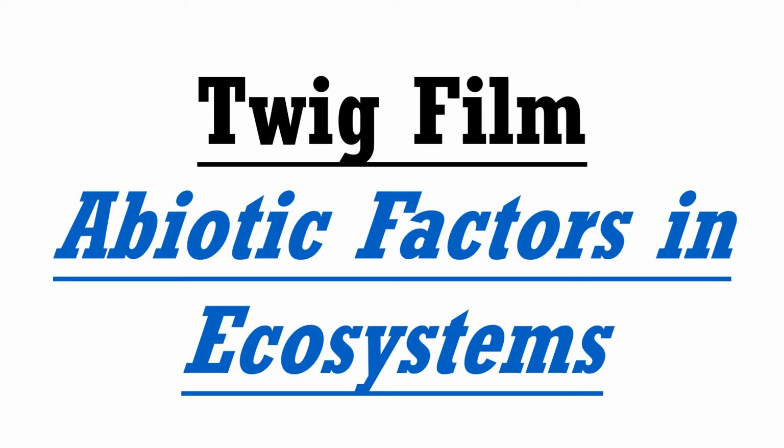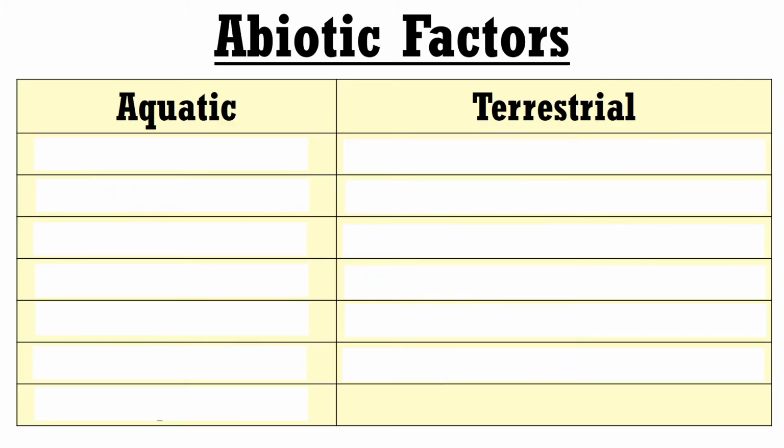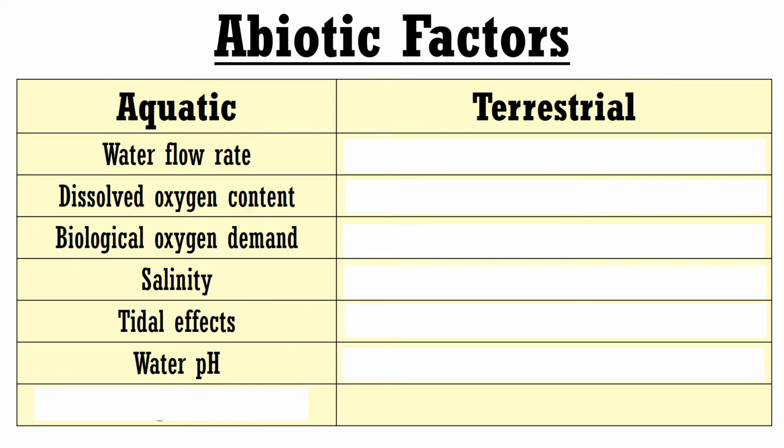And you can go and have a look at that if you want. That's through Glow, just search for abiotic factors. And this is how they are split: aquatic and terrestrial. Aquatic just means in water, terrestrial on land.